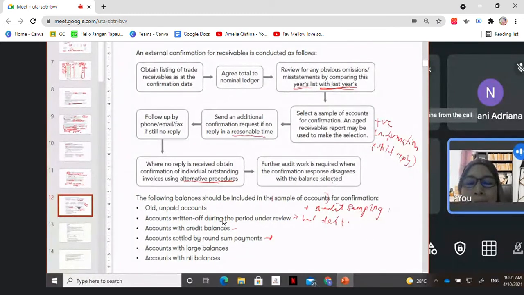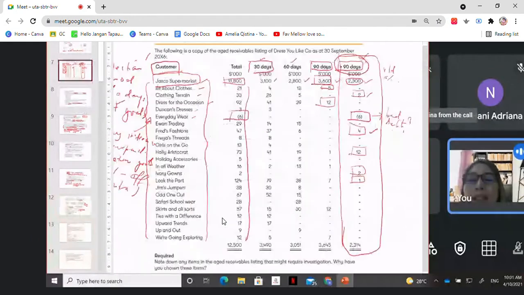Accounts with large balance and accounts with nil balance. Okay, even if the balance is nil, you have to send a confirmation letter. So is there any nil balance here? Here there isn't. Okay, nil balance, total none, and after 30 days, nil balance. Okay, so you have nil balance here after 60 days. So maybe you can choose one. Okay.